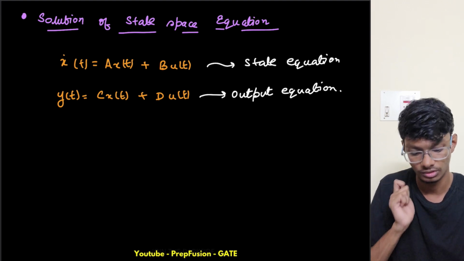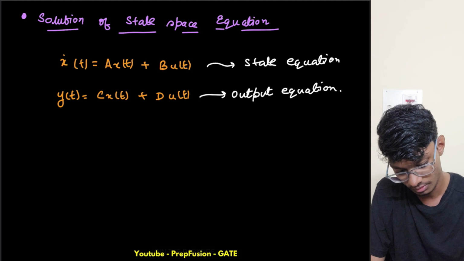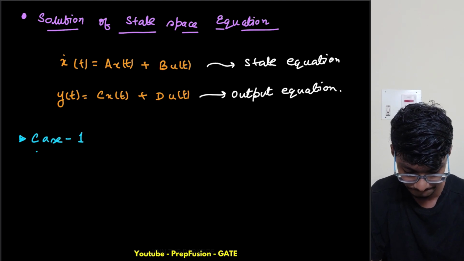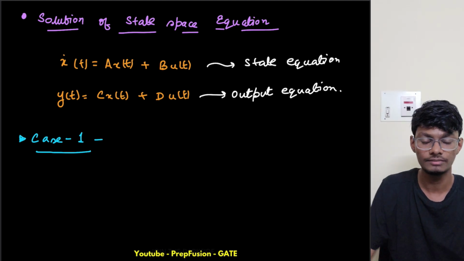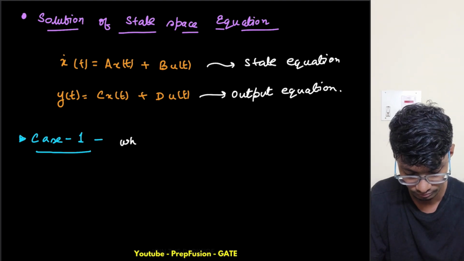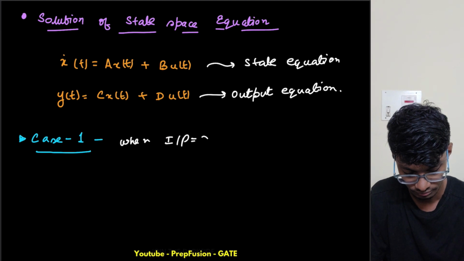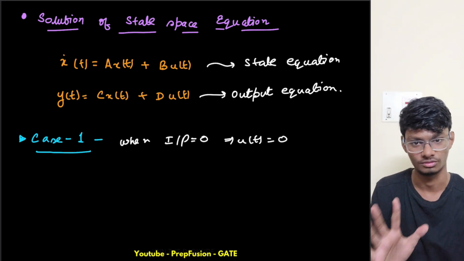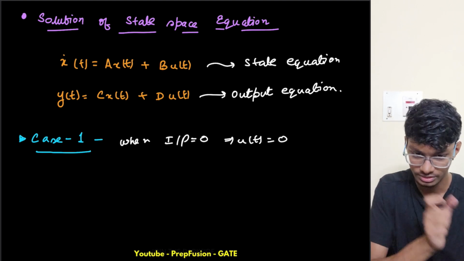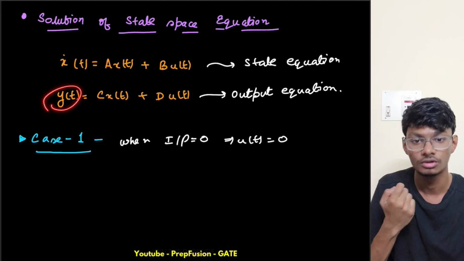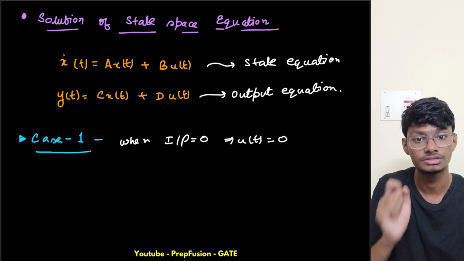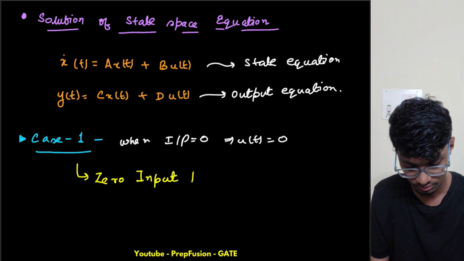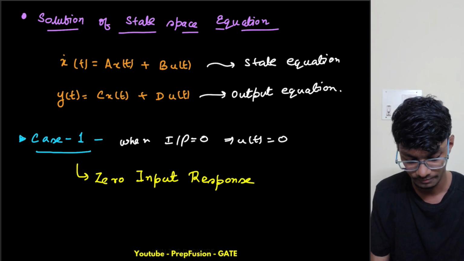So first I will make the input 0 and solve for case 1. Case 1 is when the input is equal to 0, that is, u of t is 0. Don't get confused that u of t is a unit step. No, u of t is simply the input, as we represent it here. When the input is 0, what do we call the response? Just remember, we call it the zero input response.